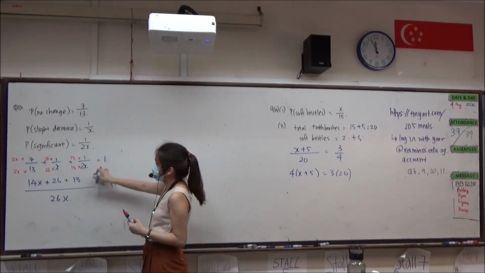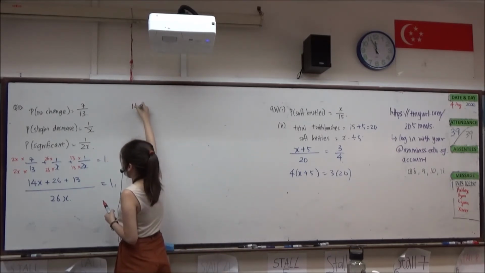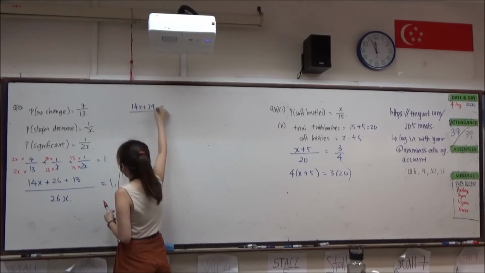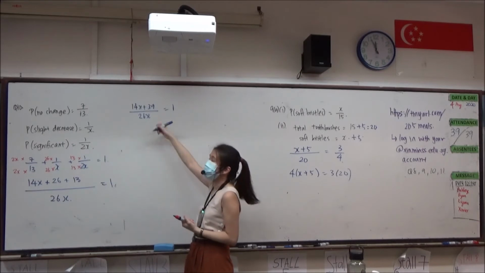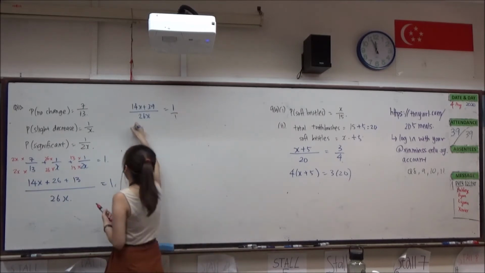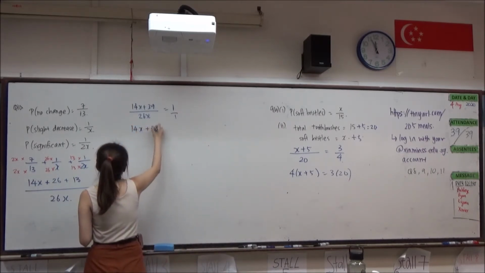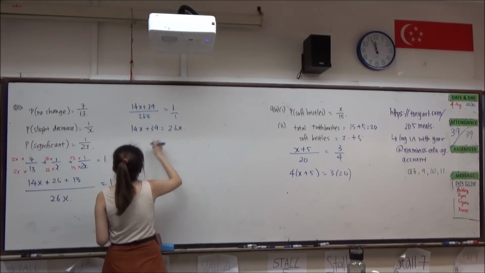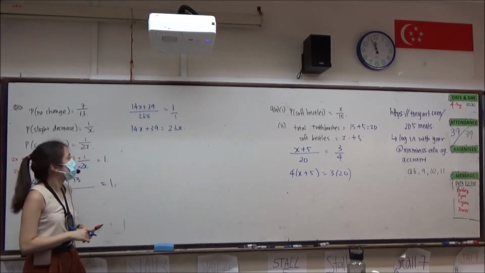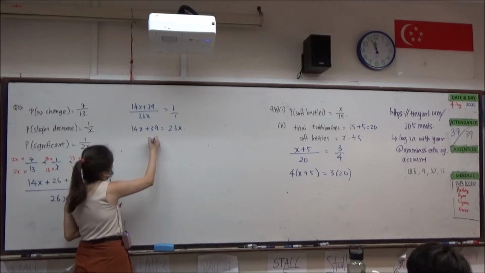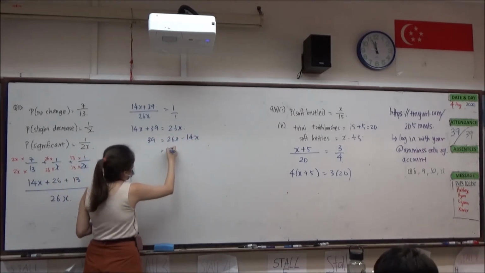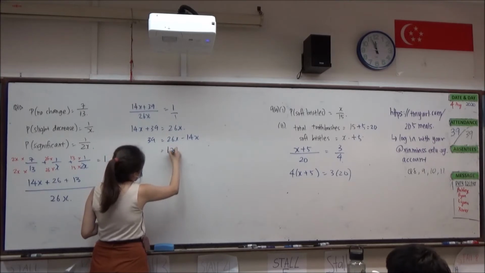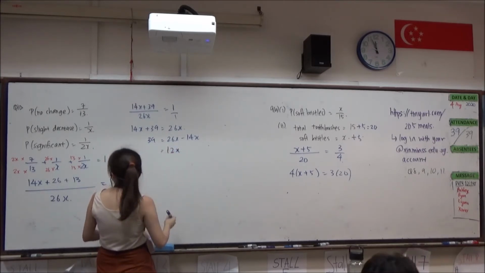Then I simplify the numerator, so 14x plus 39 over 26x equals 1. 1 means 1 over 1, so I cross multiply: 14x plus 39 equals 26x. Then solve: 39 equals 26x minus 14x, which equals 12x.